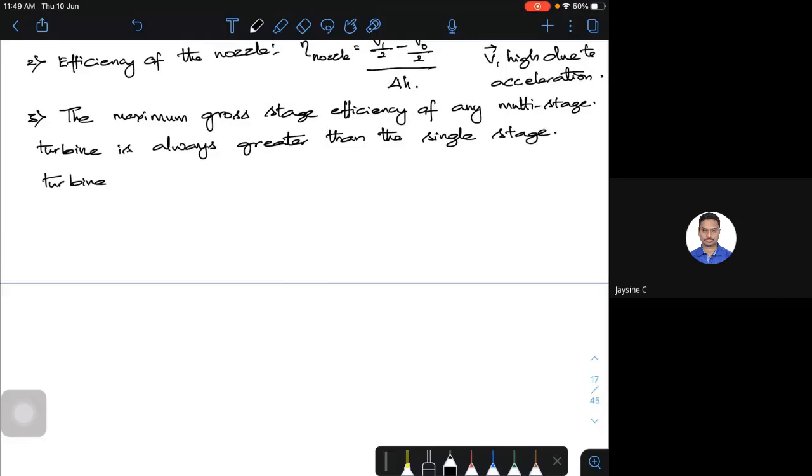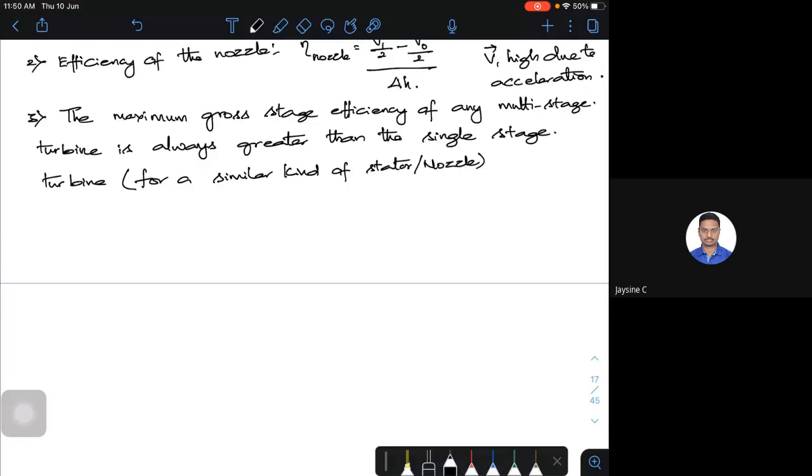Okay, for what condition? A similar kind of stator or nozzle. That's the condition, under that condition. Now, we all know what these flow angles are.